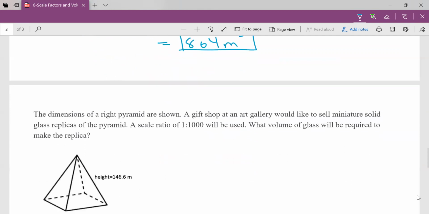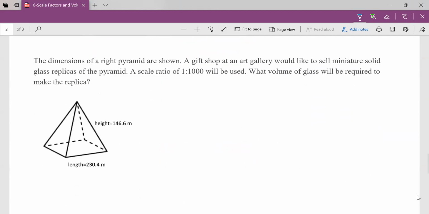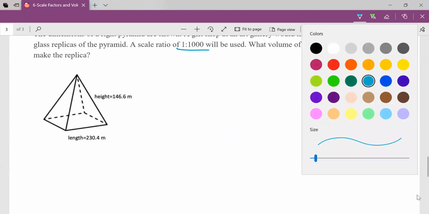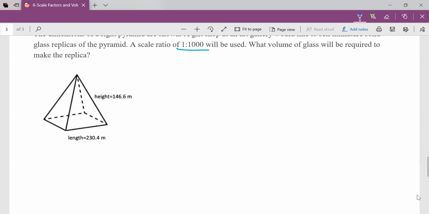So the dimensions of a right pyramid are shown. A gift shop at an art gallery would like to sell a miniature glass replica. So they're going to scale it down using this ratio. What volume of glass will be required to make this replica? The first thing we're going to do here is find the volume of the original. So the volume of a pyramid is 1/3 base area times height.